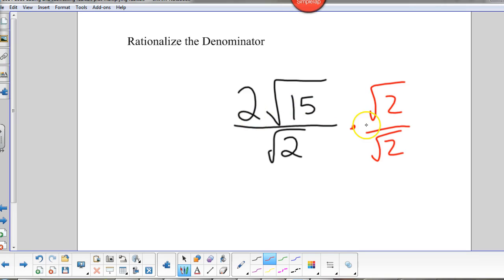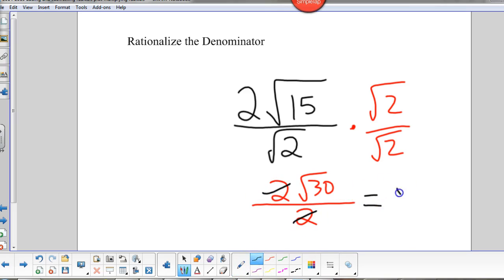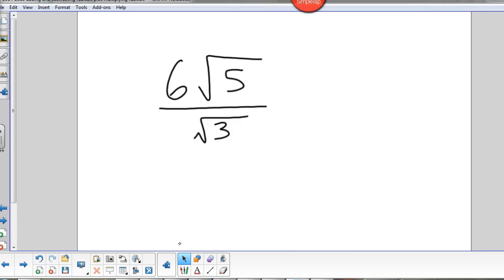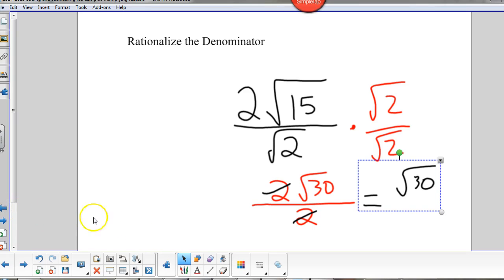So if we multiply, the top is going to equal 2 root 30. And the bottom is going to equal root 2 times root 2 is root 4, or the number 2. And lo and behold, the 2's will cancel. And root 30 is my answer. Now, do I leave it like root 30? Yeah, it's not a perfect square. No perfect squares go into 30, so we have to leave it like that.